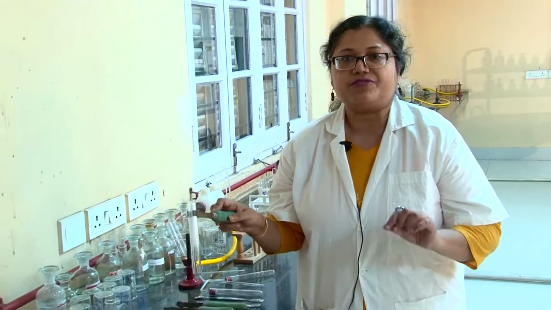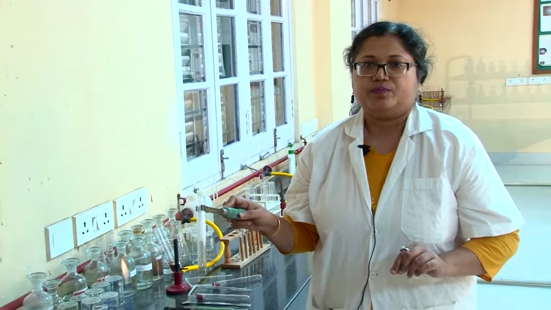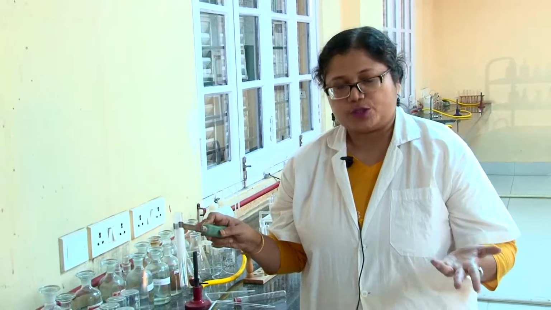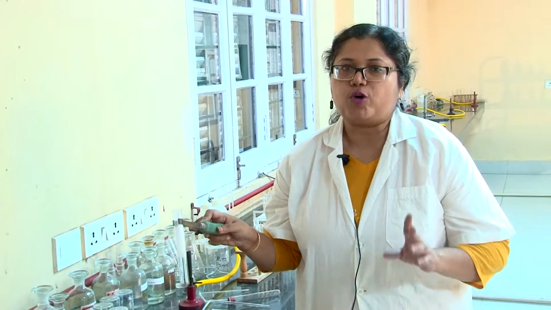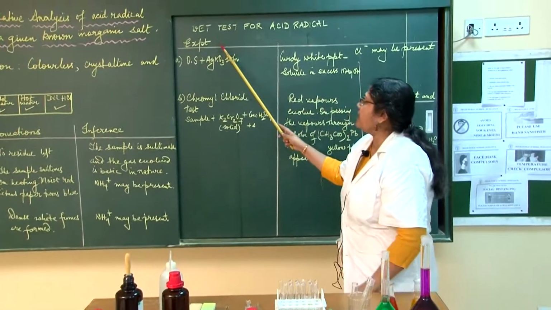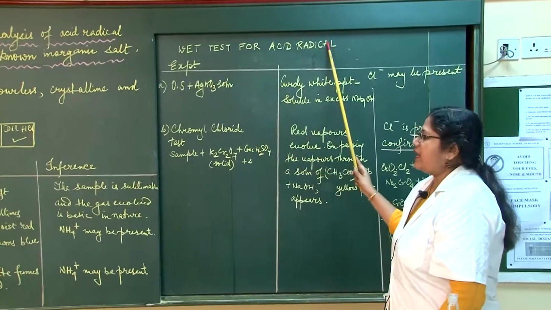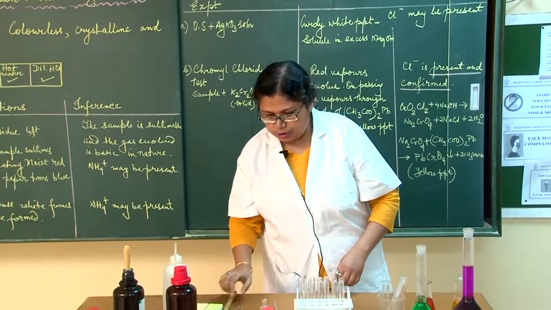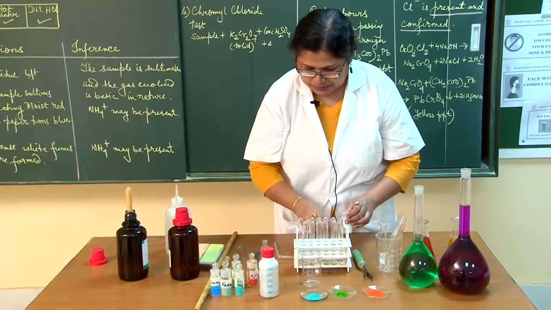But it is a very important point, all of you should remember that dry test is never a surer test. Make it a point, it is always the wet test and other confirmatory tests which are the surer tests for both acid radical and basic radical of an inorganic salt sample. Our next part of the experiment is wet test for acid radical, where we are going to prepare the original solution of the salt sample.